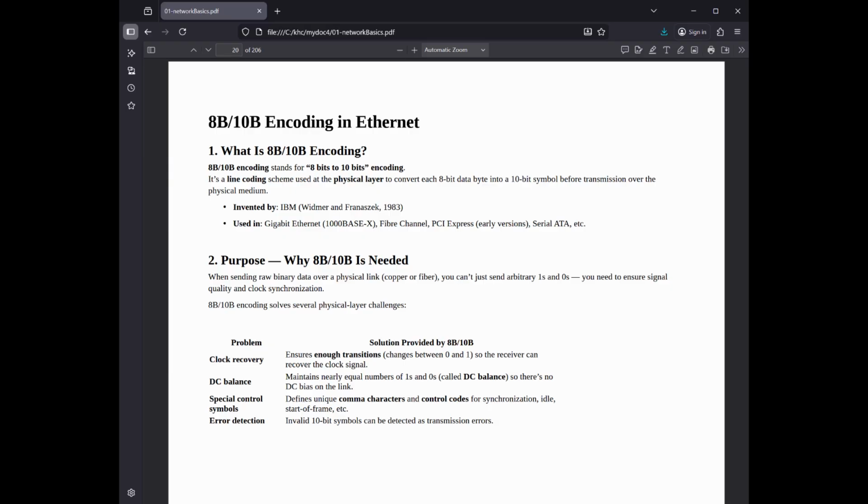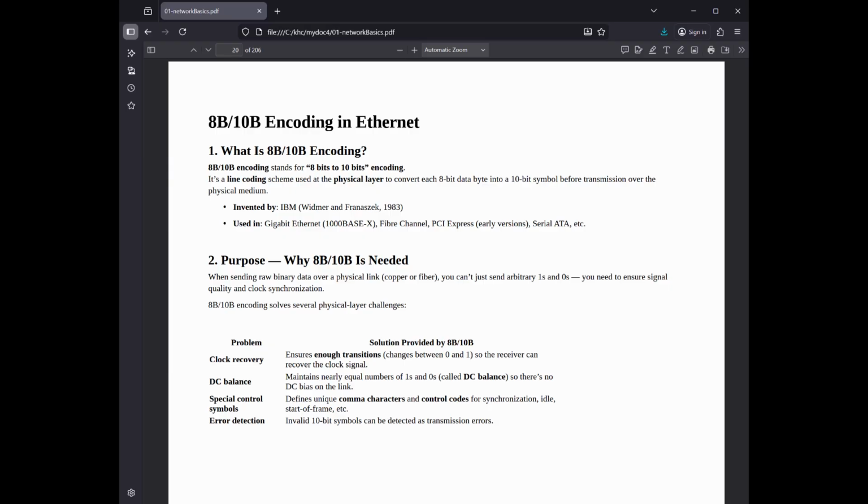The encoder maintains a running disparity, a count of the difference between ones and zeros sent so far. For input combinations that have two possible 10-bit output codes, one with more ones, one with more zeros, the encoder selects the version that helps balance the overall DC level of the signal.